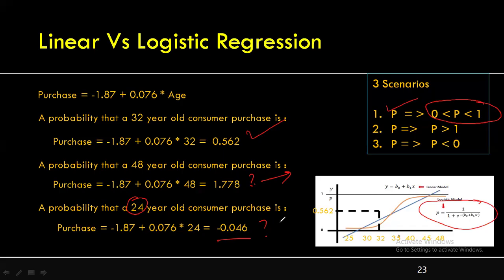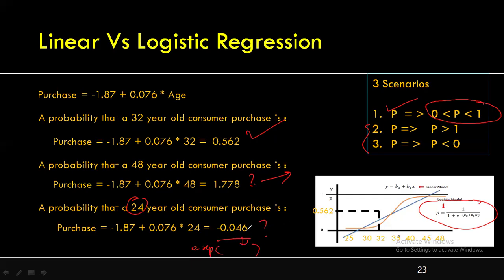Now the question is, there are two issues here. The probability is greater than 1 here, and the second one is the probability is negative. How do you convert the negative into positive? You can square the value, or you can take the modulus. But what the scientists did is they used exponentiation. You take exponentiation of this value.